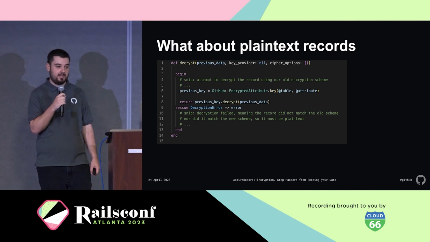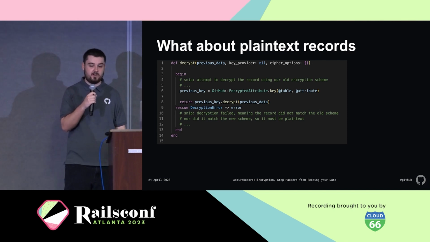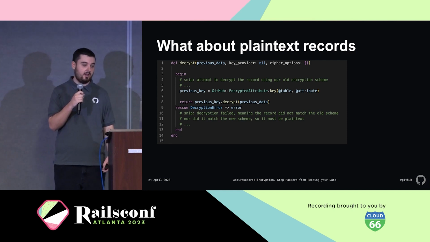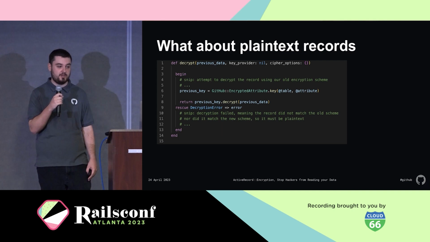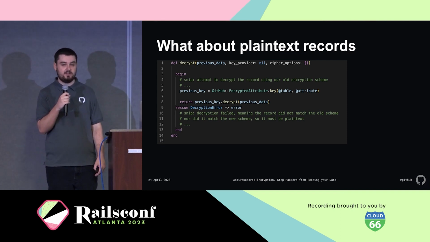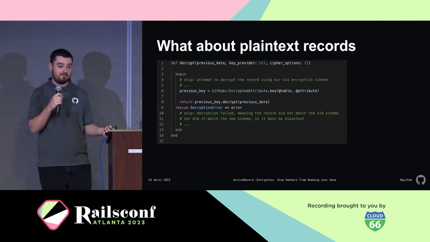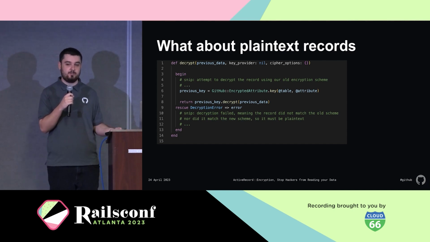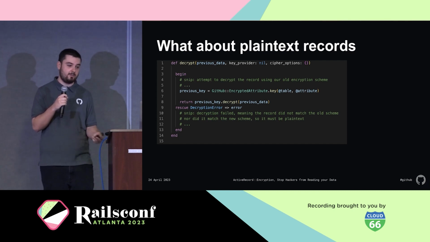So how do we read plain text records? Well, looking further into this decrypts function that we've defined in our GitHub previous decryptor, we attempt to decrypt using the encrypted attribute. However, if that fails, we know that the data must be stored in the database as plain text, because by this point, it has attempted to decrypt using ActiveRecord encryption. That failed. It then fell back to trying to decrypt using our previous encrypted attribute, and that failed, so now it must be plain text.